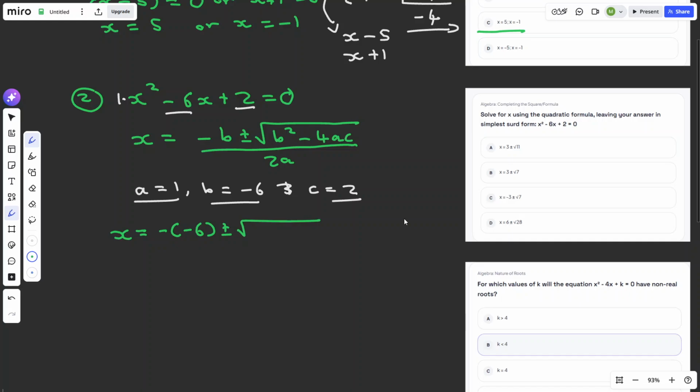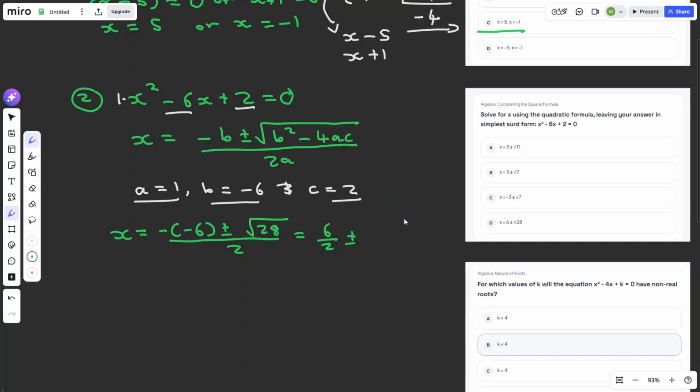square root of minus 6 squared is 36 minus 8. Okay, so I'll just simplify that to 8. And then all of this we divide by 2. So each of these terms above will divide by 2. We're going to have 6 over 2 plus minus.